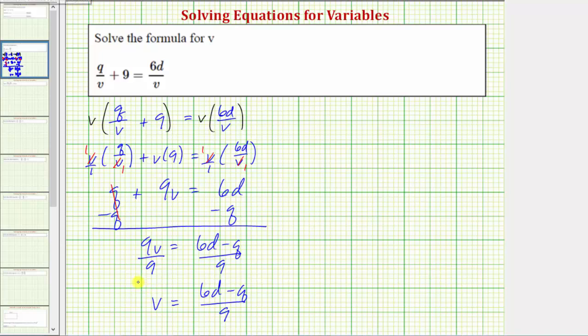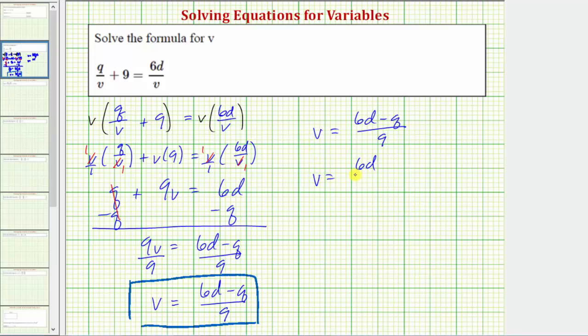So now we do have the equation solved for v, but I also want to show how we can express v in a different form. Again, if we have v equals 60 minus q divided by 9, because we're dividing by a monomial, we can divide each term in the numerator by the denominator, which means we can also say v equals 60 divided by 9 minus q divided by 9.